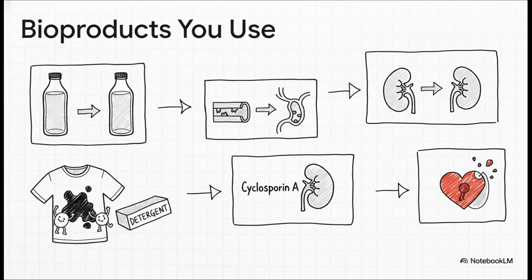That clear bottle of fruit juice you drink, a bioprocessed enzyme called pectinase probably made it that clear. The detergent that gets rid of tough oil stains from your clothes, it's got lipase enzymes. And of course, the really big ones, life-saving medicines like statins for cholesterol, cyclosporin A for organ transplant patients, and streptokinase, which is a clot buster for heart attack patients. All of them come from these amazing biofactories.